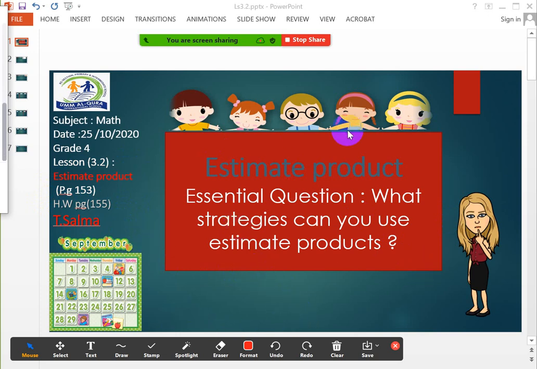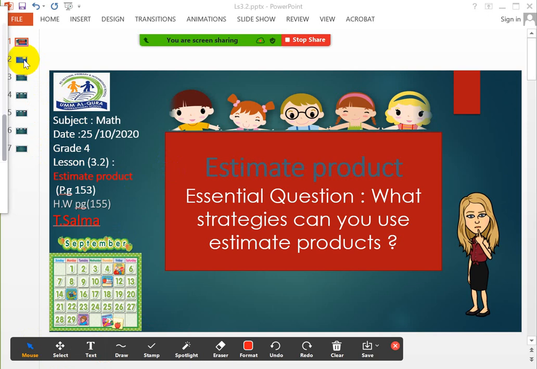So, girls, today we will estimate the product. What strategies can you use to estimate the products? Do you know what estimate means? That means I have to guess the answer. You remember that? We talked about this idea, I think, last year, and in each lesson we estimate the answer. So estimate means I have to guess the answer. It's close to the actual number.